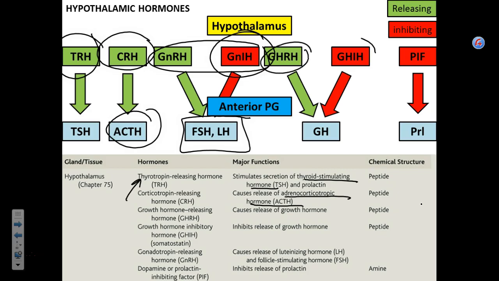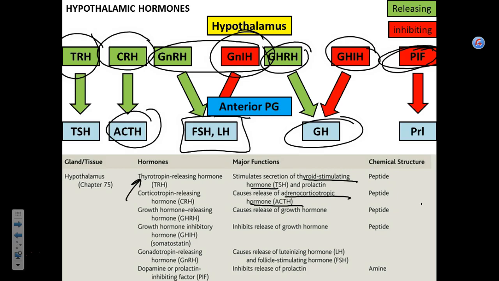Growth hormone releasing, growth hormone inhibiting. Acts on the growth hormone. Okay? And finally, prolactin inhibiting factor. Okay? It inhibits prolactin. And guess what? Prolactin regulates milk production. So when this guy is normally produced, females do not produce milk. Does that make sense?